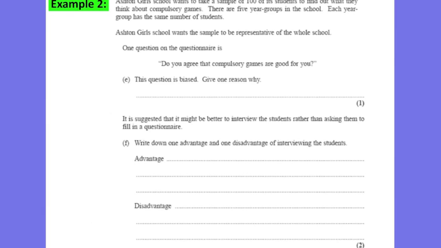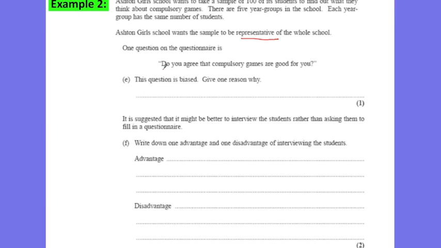Example 2. Ashton Girls' School wants to take a sample of 100 of its students to find out what they think about compulsory games. There are 5 year groups in the school. Each year group has the same number of students. Ashton Girls' School wants a sample to be representative of the whole school. One question on the questionnaire is, do you agree that compulsory games are good for you? This question is biased. Give a reason why.